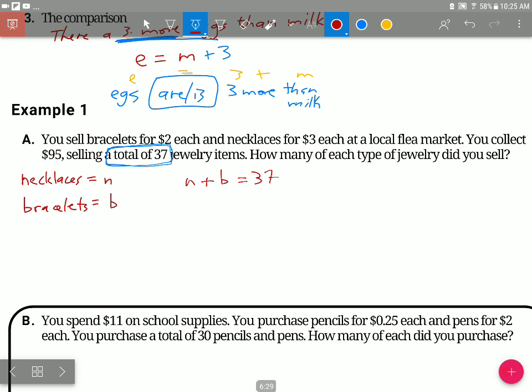All right, the other one is the $95. And they told us the bracelets were $2, and the necklaces were $3. That's actually a grocery list. Okay? Because it's $2 for every necklace. Oh, I flipped it right. $2 for bracelets, I'm sorry. Thank you. So how would we show $3 for necklaces? Good. And how much would that equal in total? $95.